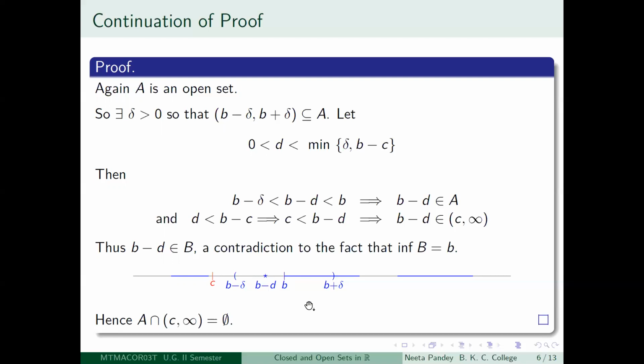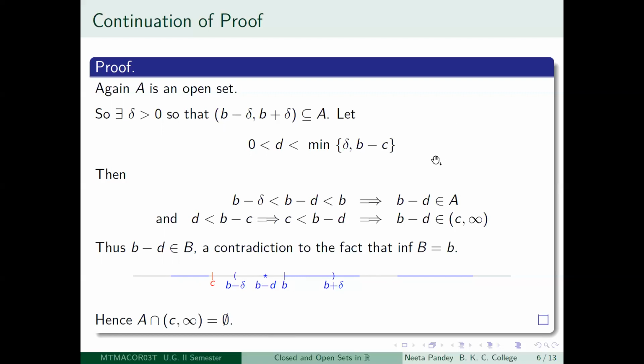Capital A intersection open interval C to infinity was exactly equal to capital B, and little b was the lower bound of that. So anything less than little b cannot be in capital B. But we are saying that the open interval b minus delta to b plus delta is in capital A, and that will imply that there will be points which are greater than C and less than b, which will belong to capital A. It is almost clear from our picture, but let us prove it rigorously.